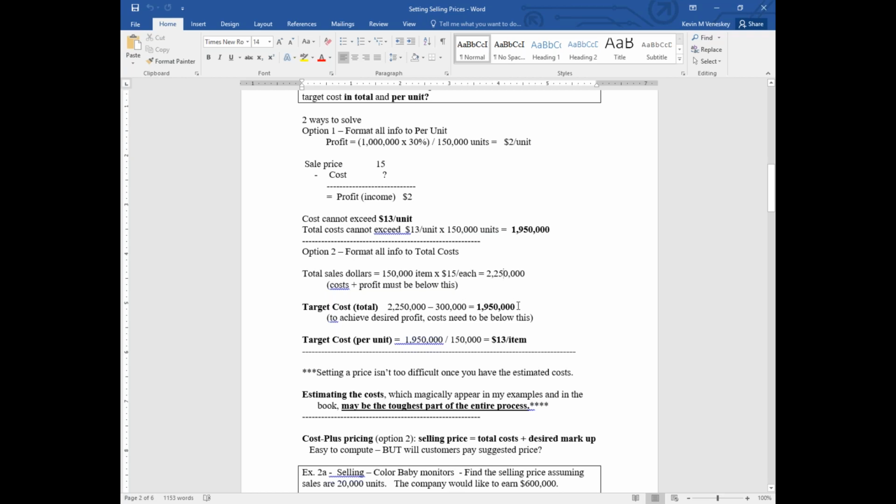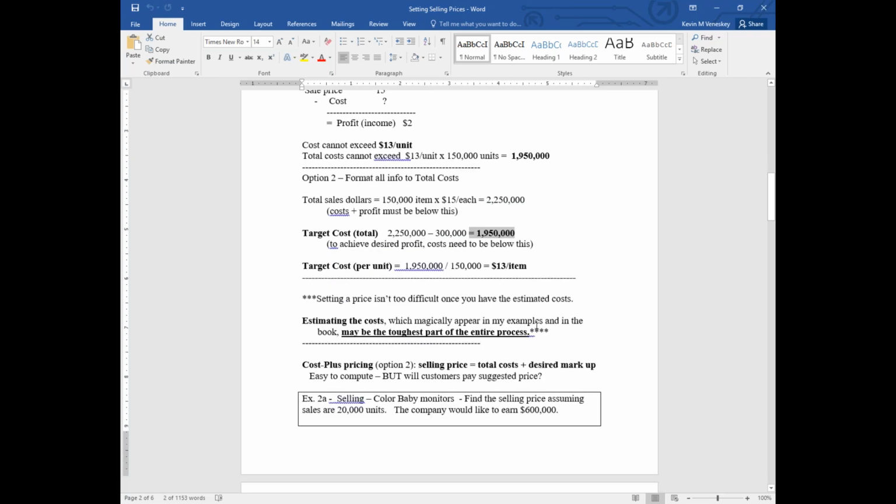So when you take that, here's your total cost, the same thing that I got up here. We know that our total costs have to be at or below 1.95 million. And then I can simply work that backwards and take the 1.95 million, spread that out amongst 150,000 units, and we're looking at $13 a unit. So two different options to get to the same final answers, our total cost and cost per unit.